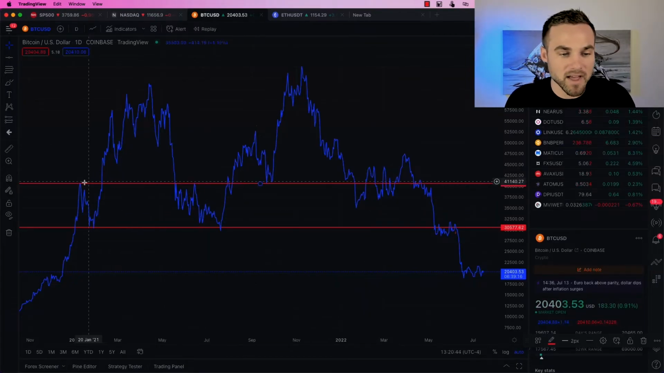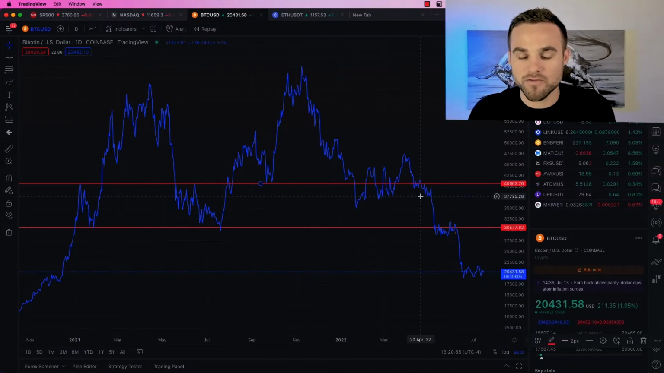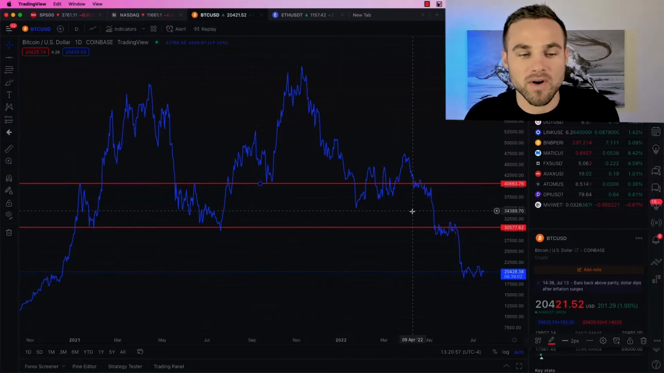Now, if we take a look at another place where we had many bounces, we had a bounce here, a bounce here, a bounce here, and several touches throughout here, several touches throughout here, and this happens to be $40,000. So this was also a key level.